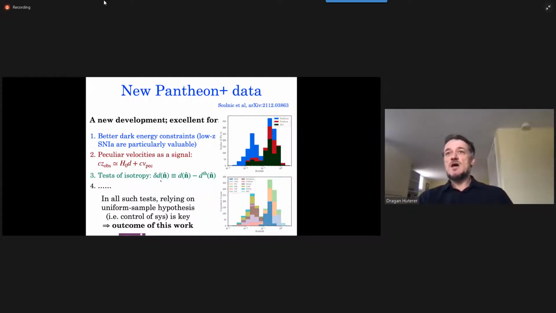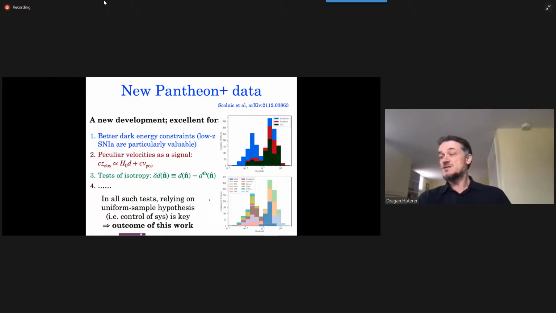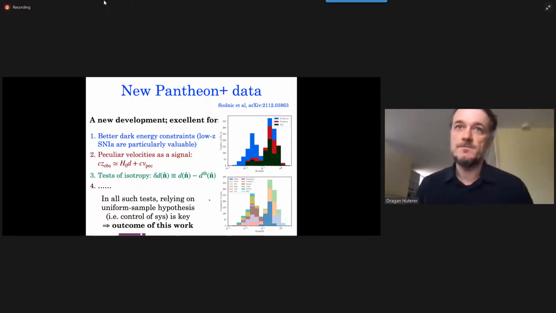Finally, tests of isotropy. If you measure the distance to a supernova in a given direction and subtract the mean distance, you get these distance residuals. Are they isotropic or not? That informs about the isotropy of the universe. So all these tests really benefit from supernovae and rely on the fact that these supernovae come from a uniform sample. That is to say, you can see on this graph here, they come from all kinds of different surveys that have now been analyzed in a single framework. And that's a pretty big new development in cosmology.